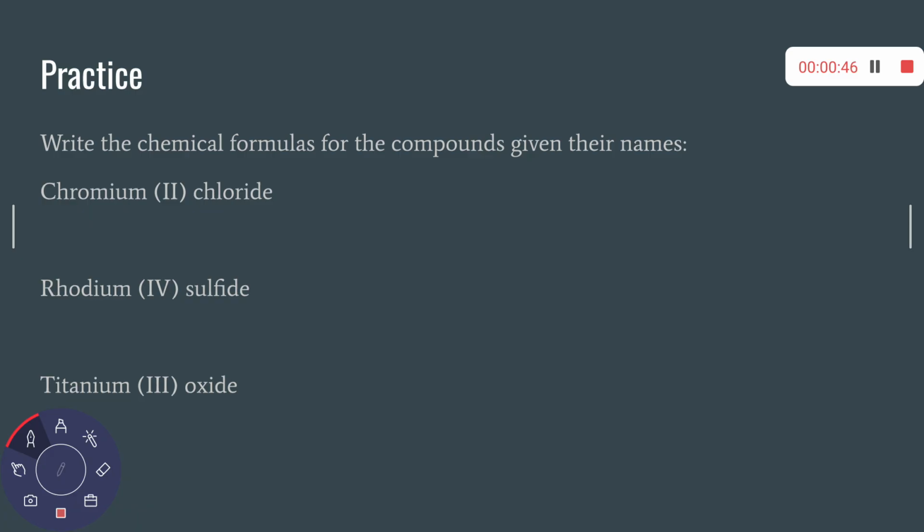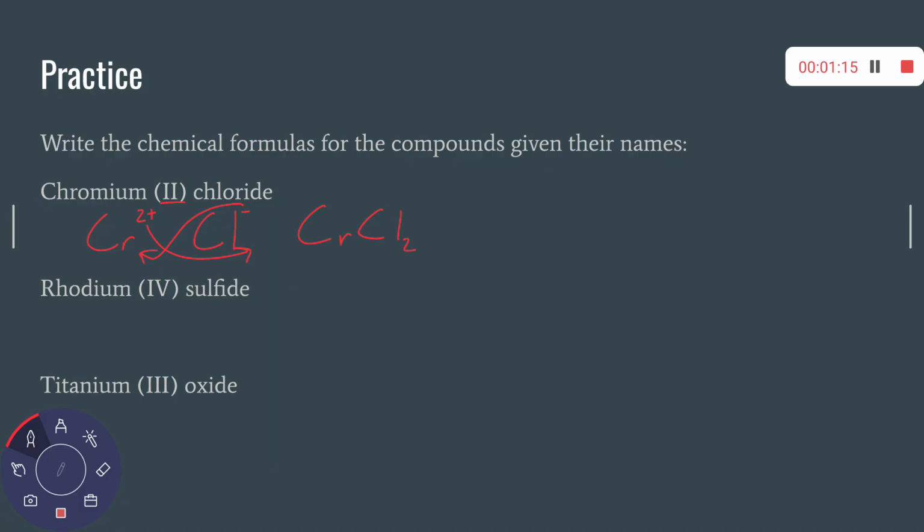So chromium is Cr, and we know that it is going to be a 2+. Chloride comes from chlorine, that's Cl, and that's a 1-. So then I'm going to drop swap, and that is going to give me a formula with 1 chromium and 2 chlorines. Now let's do the next one.